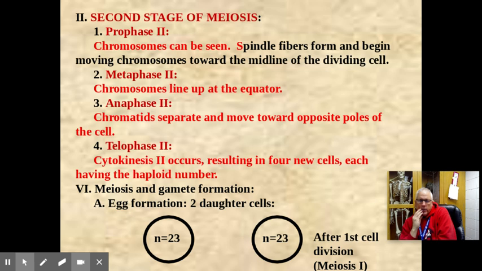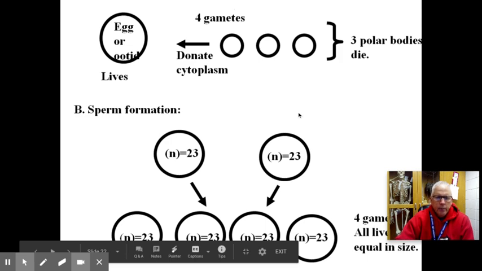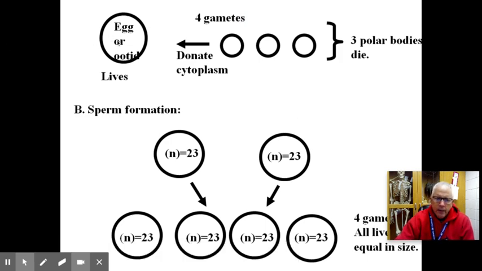Okay, now the question might become, why 4 cells? Why don't we just divide like we do mitosis? Why do I need to divide the cell twice? Let me explain that a little bit. So it's got to do with the egg, or what we call the female ova. Okay, so I have my first division, and I'm going to divide again, and I'm going to get an egg or an ootid, kind of a funny name, over here.